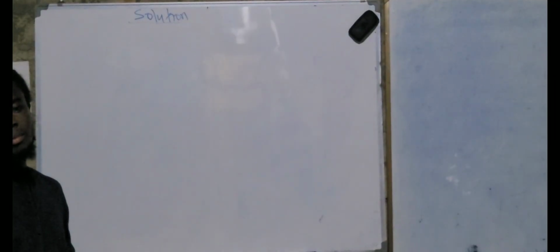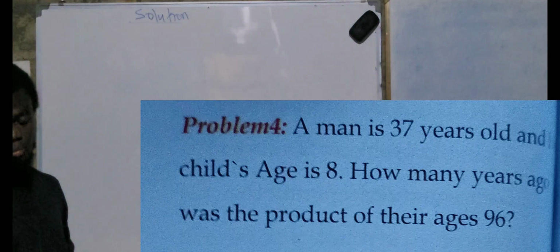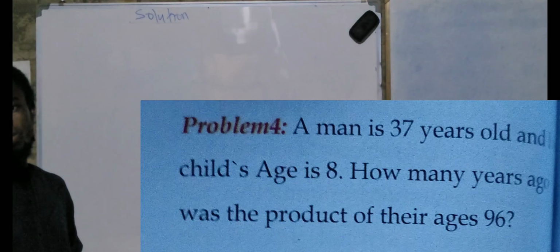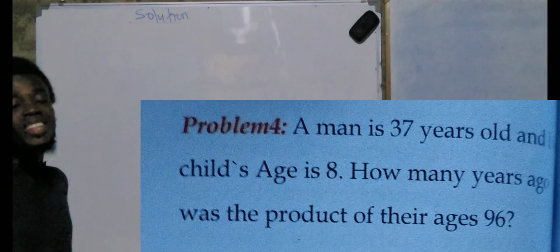And 2 less than 3 times the number is 14. Find the number. That's question 1. Problem 5. Are we taking problem 4? Let's take some value. Problem 4. Okay, let's go.